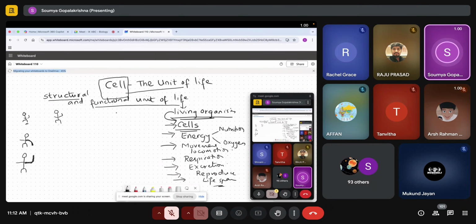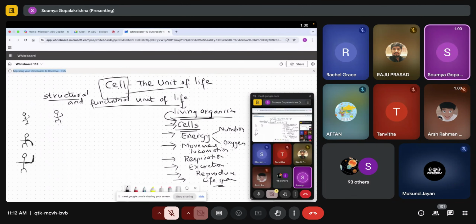So for example, if I tell you, take a stone and you take, let us say, a rat. Now, if you see all these features, you will see that the rat has all these characteristic features. The stone doesn't have these features, right? So to call an object a living organism, it should have these features.